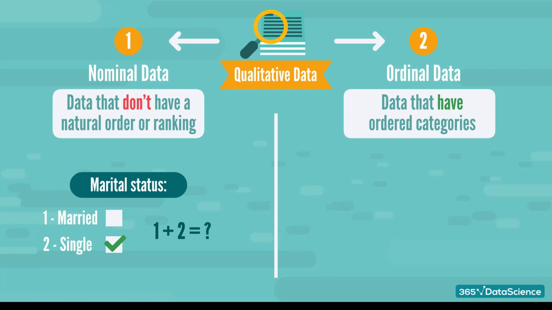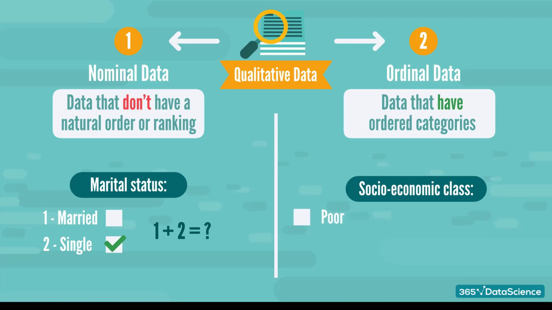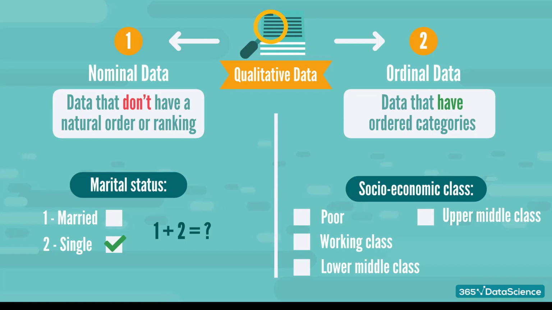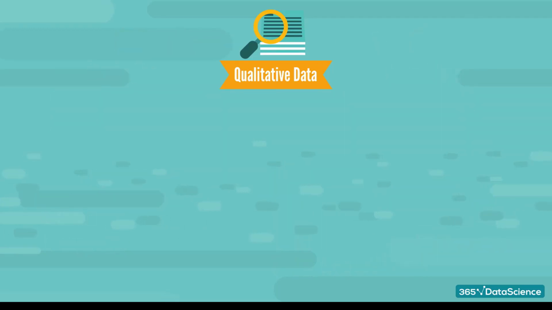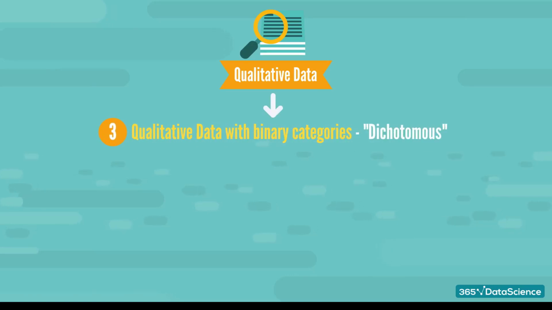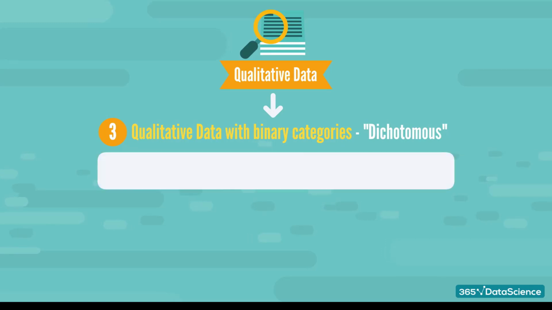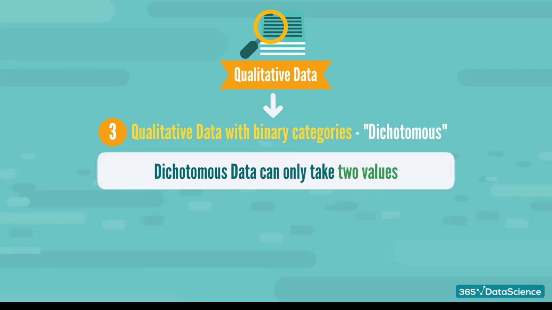In a questionnaire, we can have respondents mark their socioeconomic class as poor, working class, lower middle class, upper middle class, upper class, but that doesn't give us information what the income difference between each class is. Alright. Finally, we'll distinguish between qualitative data and binary categories, which are called dichotomous. Okay. Dichotomous data can only take two values, typically 0 or 1.